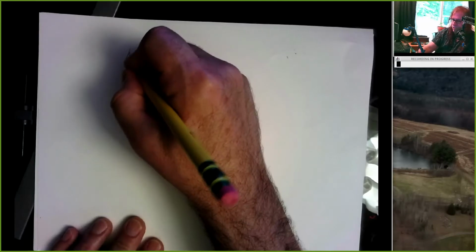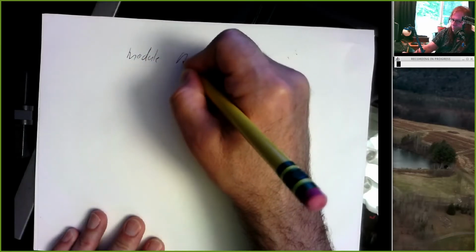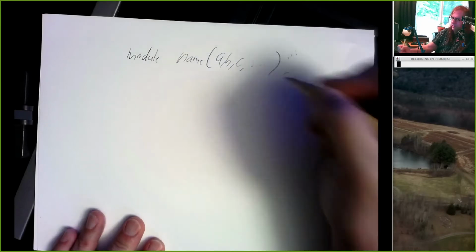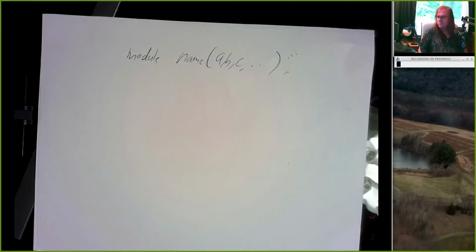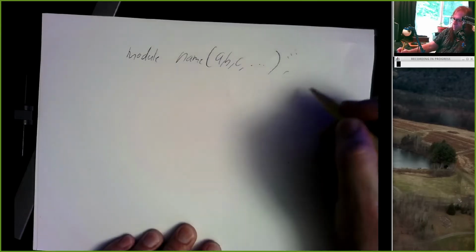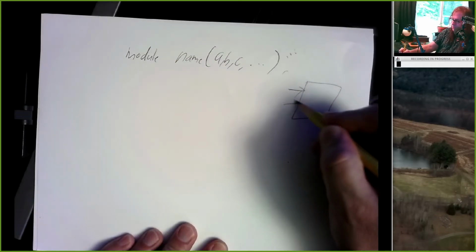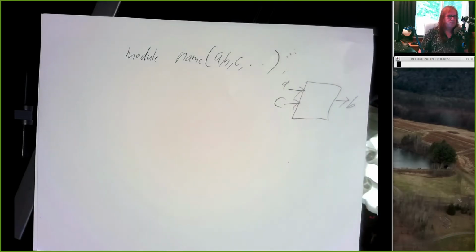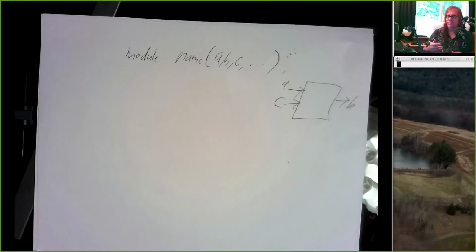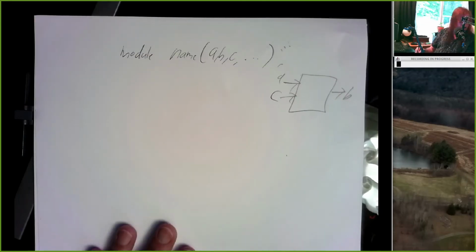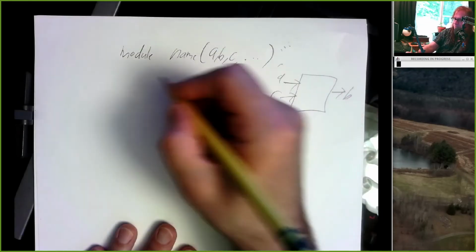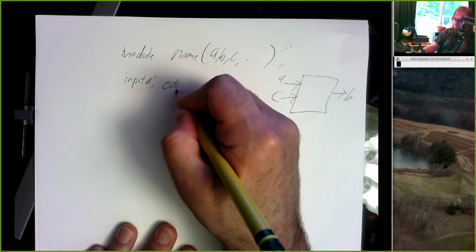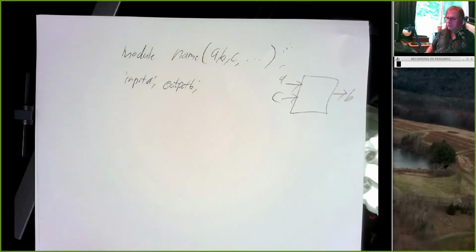And so we'll usually say, module name, a list of arguments, and a semicolon. And these arguments are the things that are either inputs or outputs. They can be bidirectional. We won't worry about that. We'll just have inputs or outputs. And so we specify for each of these whether it's an input A or an output B, and so on.